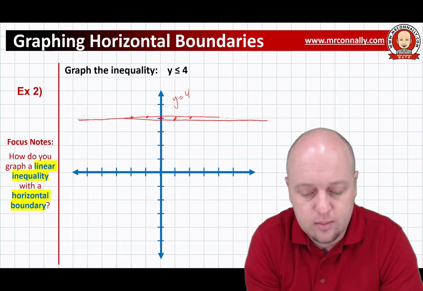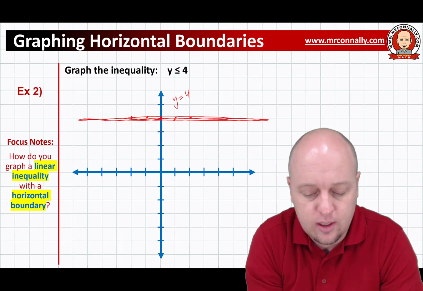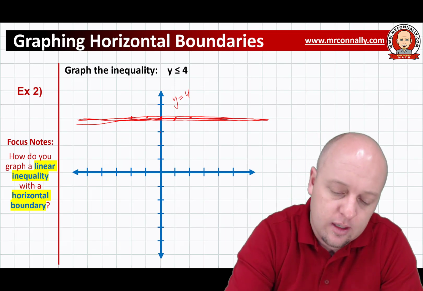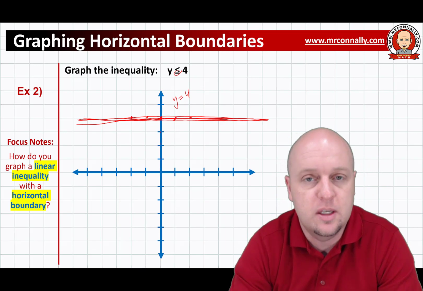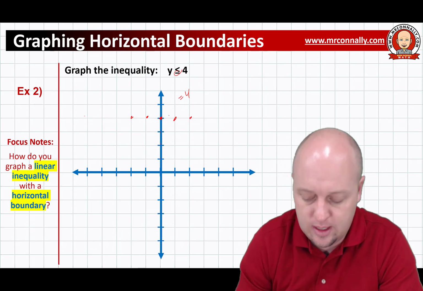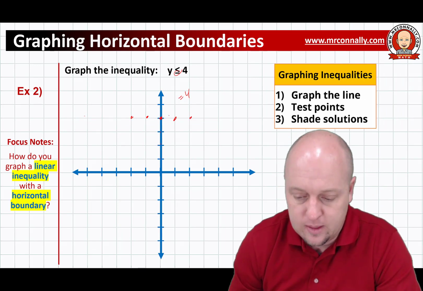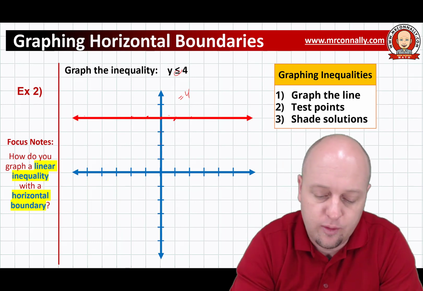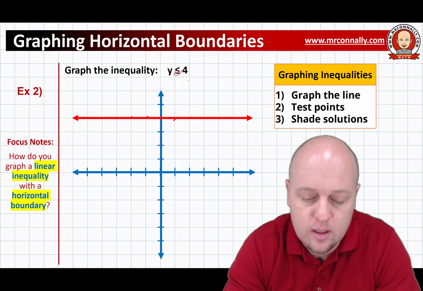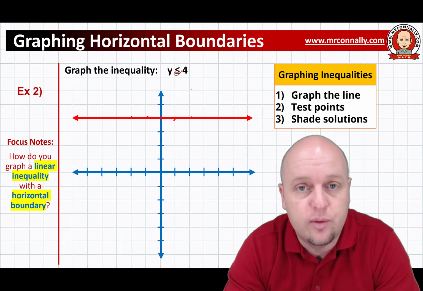Now remember, you got to check to see if you're going to have a solid line or not. You would look at this right here. Because it's less than or equal to, it's going to be a solid line as opposed to a dotted line. So we'll go ahead and graph the line, test the points now. We're looking for where y is less than or equal to 4.